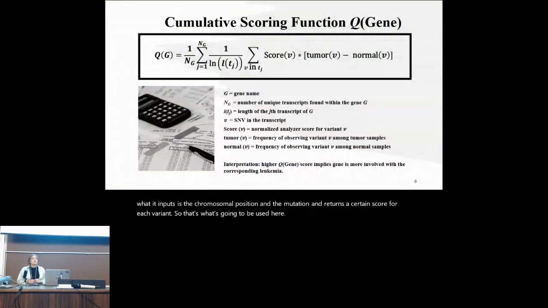Now, this is the cumulative scoring function, which we've called QG. What this does is it's a summation for each gene that sums up all of the alterations between the transcripts and mutation level for the variant. The interpretation behind it is, since it's a cumulative scoring function, the higher the score, the more likely it is to be associated with its corresponding leukemia.